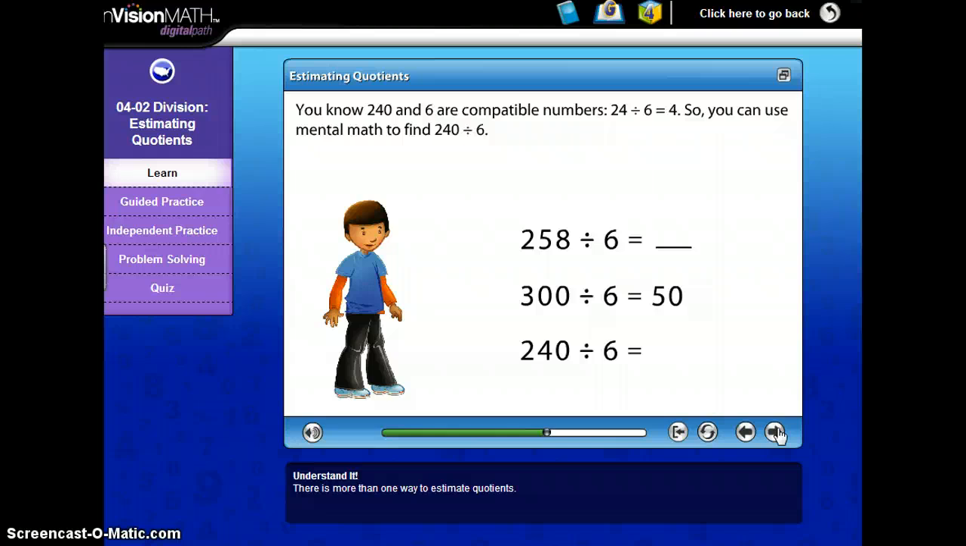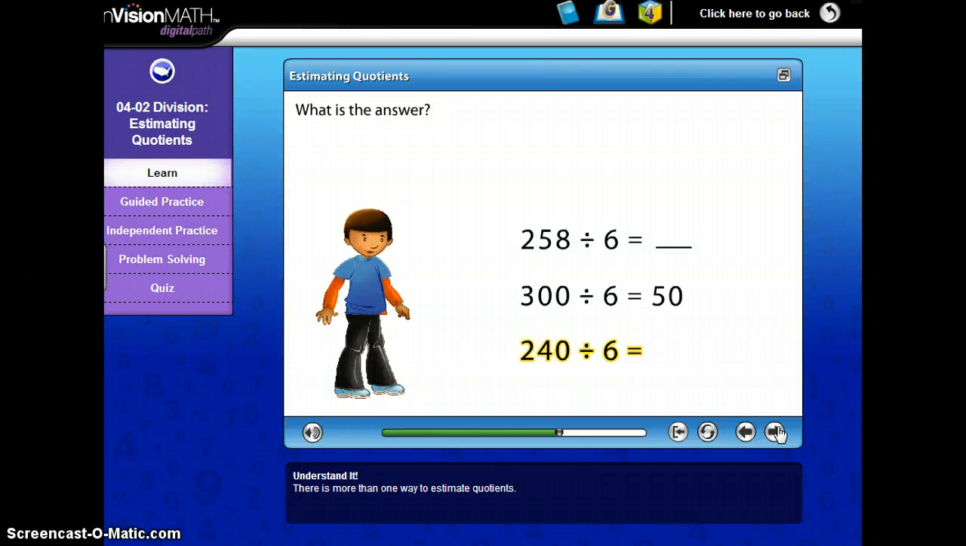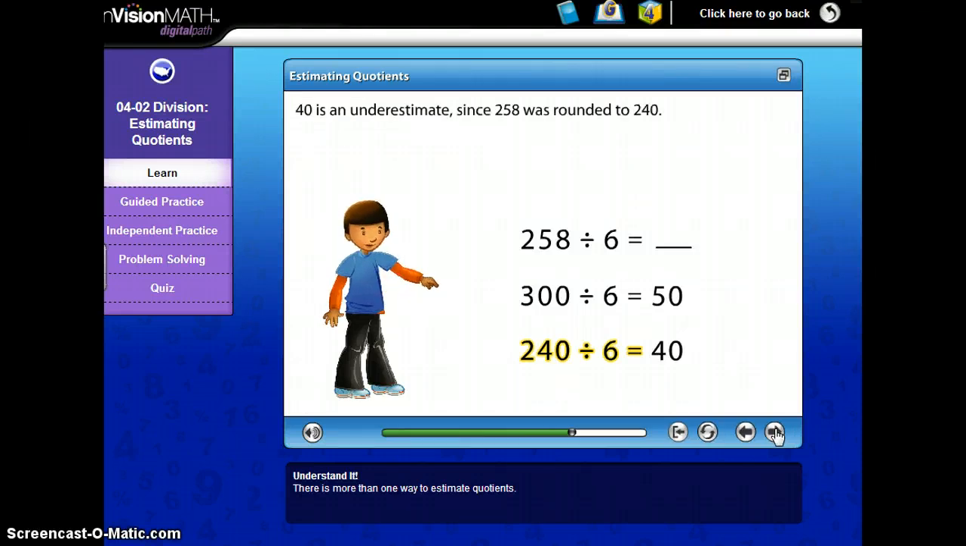Okay, 6 times 6 is not 24, Aaron. 4 times 6. So 40 would be our answer. There you go. So we have an overestimate of 50 and an underestimate of 40. So our exact answer is going to be somewhere between the two.